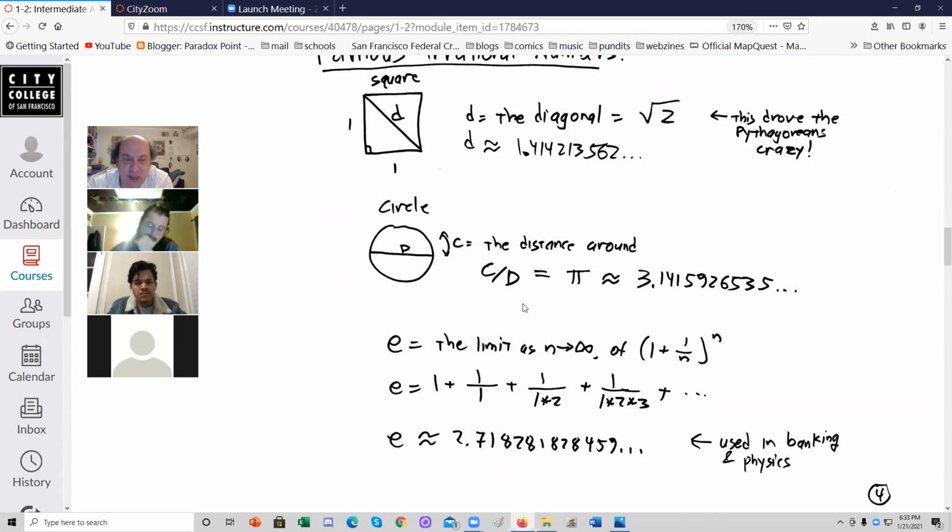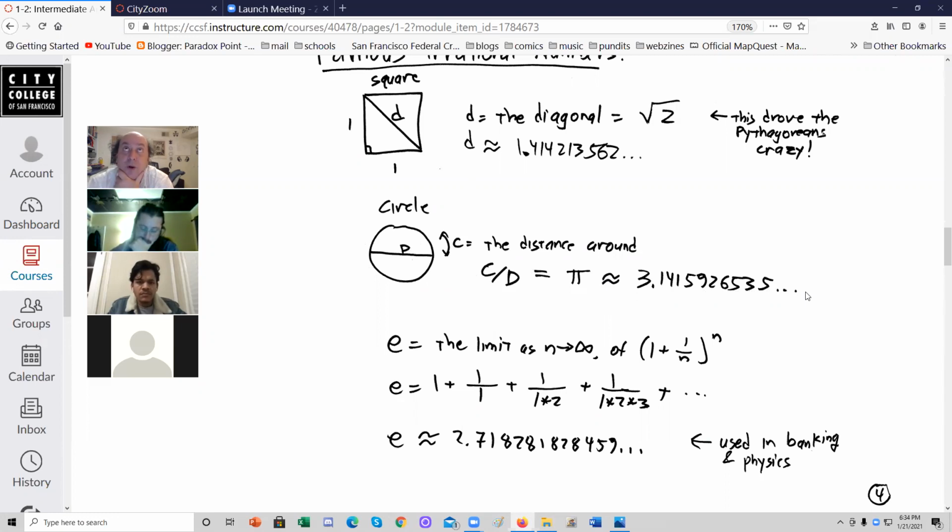Or here's, how about this? Given a circle with a diameter d, and c is the distance around, called the circumference. Then c divided by d is a number we nowadays call pi, which is the Greek letter p. And this is approximately 3.14159265... and so on forever. Again, not a ratio of integers.